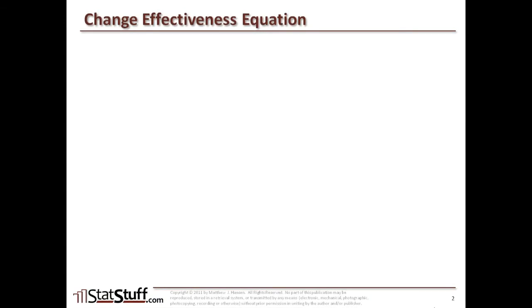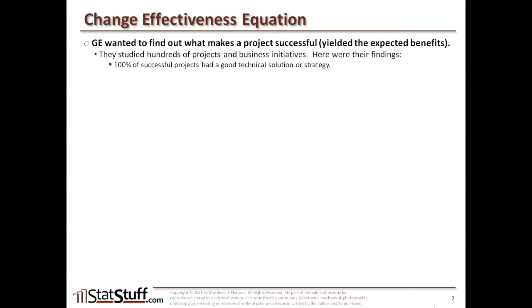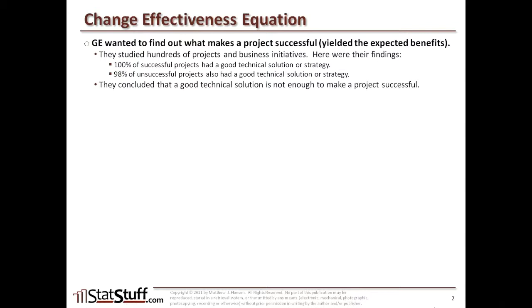Well, from my understanding of how this began, it began with the company GE, who wanted to find out what makes certain projects successful. That is, they yielded the expected benefits. So they studied hundreds of projects and different business initiatives, and here's what they found. 100%, that is, all of the successful projects they evaluated, had a good technical solution or strategy associated with it. And then when they looked at the unsuccessful projects, 98% of all those unsuccessful projects also had a good technical solution or strategy. Well, it seems like it didn't make a lot of sense, but what they concluded was a good technical solution is not enough to make a project successful.